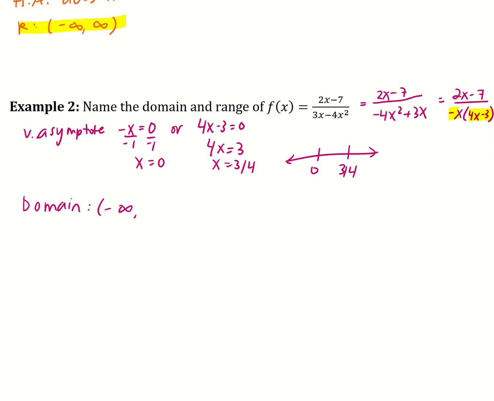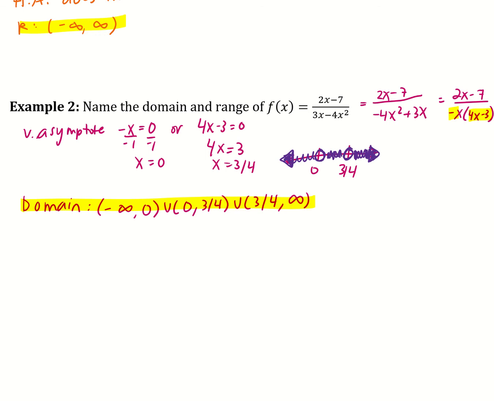It's all the way up on the left up to the x value 0, and between the x values 0 and 3/4, and everything to the right of 3/4. If it helps you to see it on the number line, think about taking these 2 values out and shading absolutely everything else. Everything from the left up to the x value 0, everything between these x values, and everything to the right of the x value 3/4.